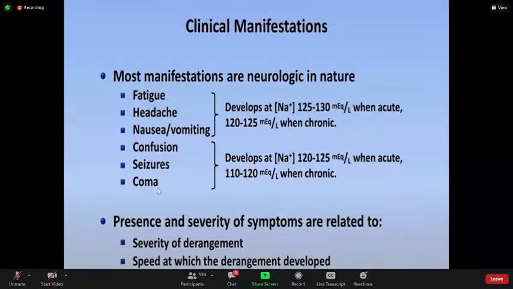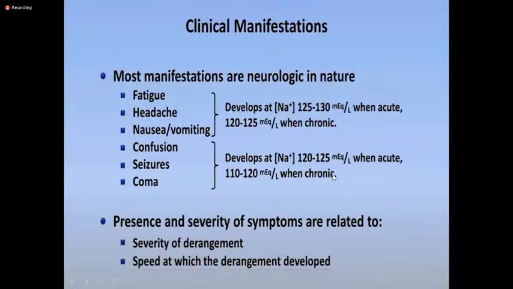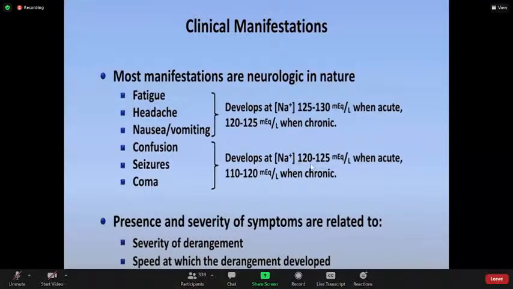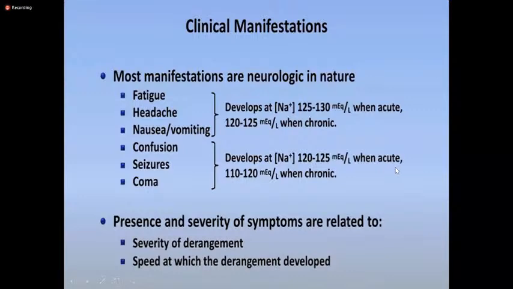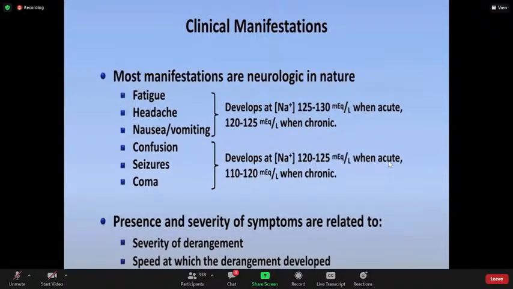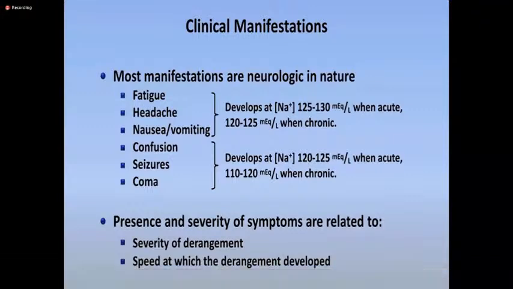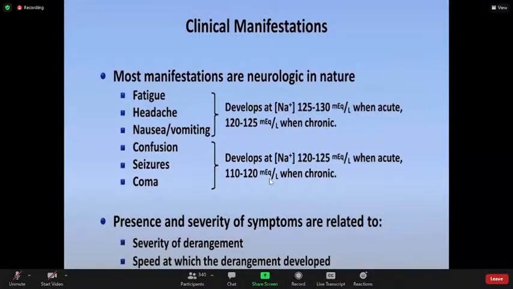Confusion, seizures, and coma are considered to be more severe symptoms, and these usually develop at lower serum concentrations of sodium, much lower when it is in a chronic setup, and at least between 120 and 125 when the patient is presenting acutely. And the presence and severity of these symptoms is related to the severity of the derangement and the speed at which the derangement develops, whether it is acute or chronic.